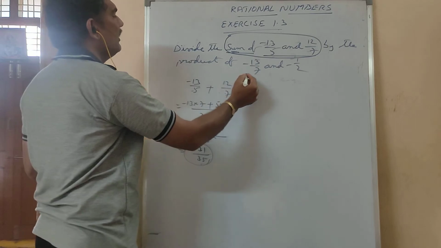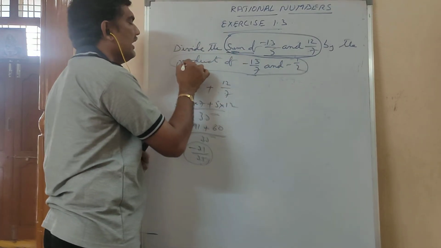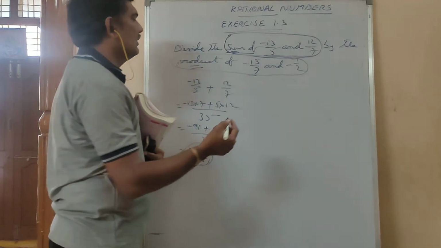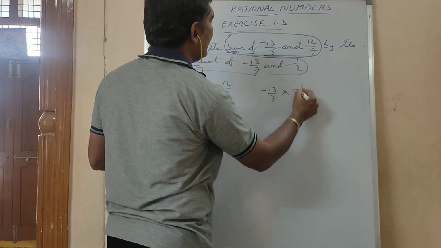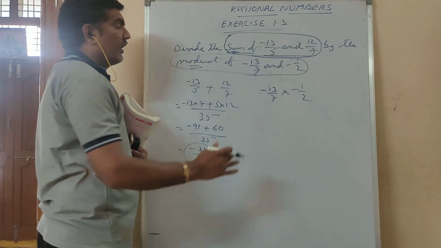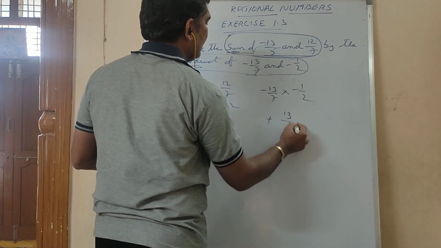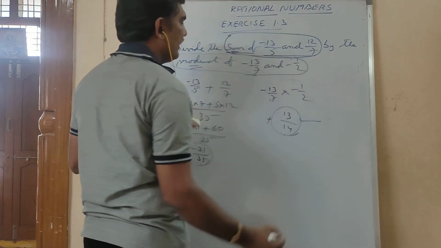Next, go for the product of. You should know the meaning of product. Product means multiplication. Which two you have to multiply? Minus 13 by 7 into minus 1 by 2. Minus into minus is plus. 13 ones are 13, 7 twos are 14. How much you got? 13 by 14.